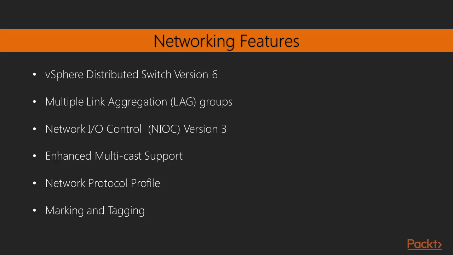Networking features, of course: the vSphere distributed switch version 6 came out. With vSphere 6, multiple link aggregation groups are now possible, and a new version of Network I/O Control, version 3. We're going to do this in the lab later on as well. Some details about enhanced multicast support, because the earlier virtual switch was not very smart about it.